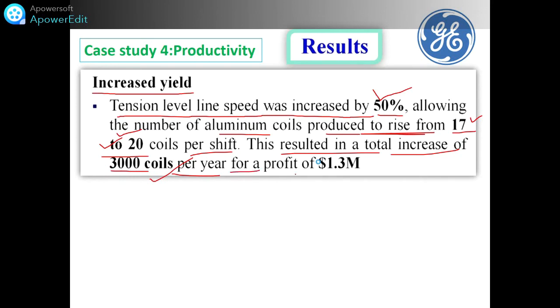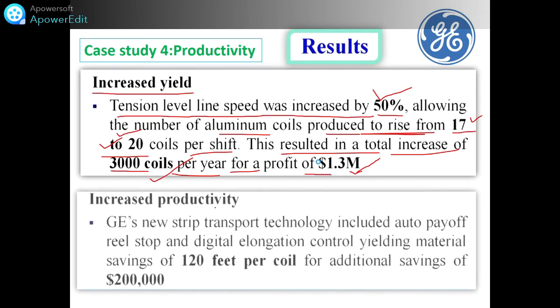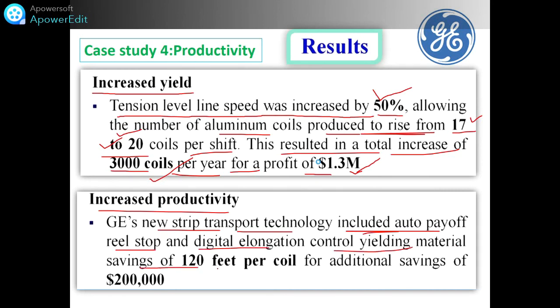And then what is the profit? The profit also increased by $1.3 million, friends. Look how much benefit they got here. After this, increasing productivity and ultimately increasing the productivity, G's new strip transport technology included auto payoff, reel stop, and digital elongation control, yielding material savings of 120 feet per coil, and an additional saving of $2 lakh.